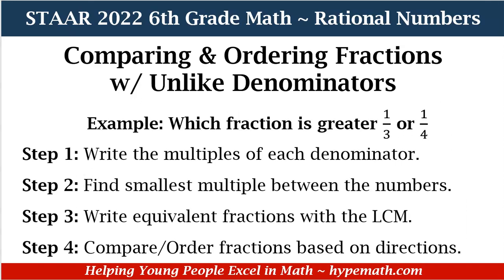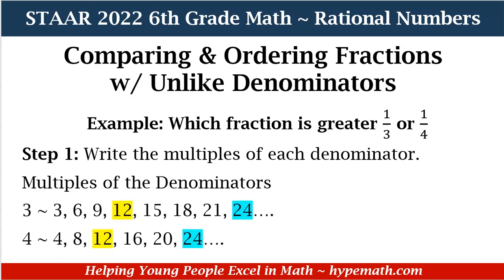So let's look at an example. Which fraction is greater, 1/3 or 1/4? Again, we are going to apply the steps we talked about in order to find the least common denominator and then compare the fractions. So step 1, we need to write the multiples of each denominator. Our multiples for 3 are 3, 6, 9, 12, 15, 18, 21, 24, and so on. For 4, it is 4, 8, 12, 16, 20, 24, and it continues, okay?